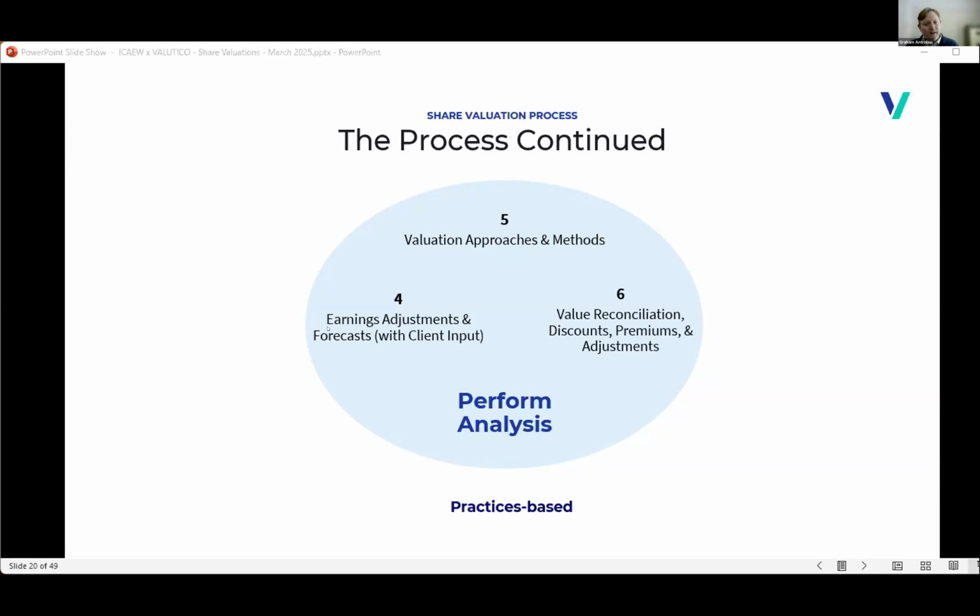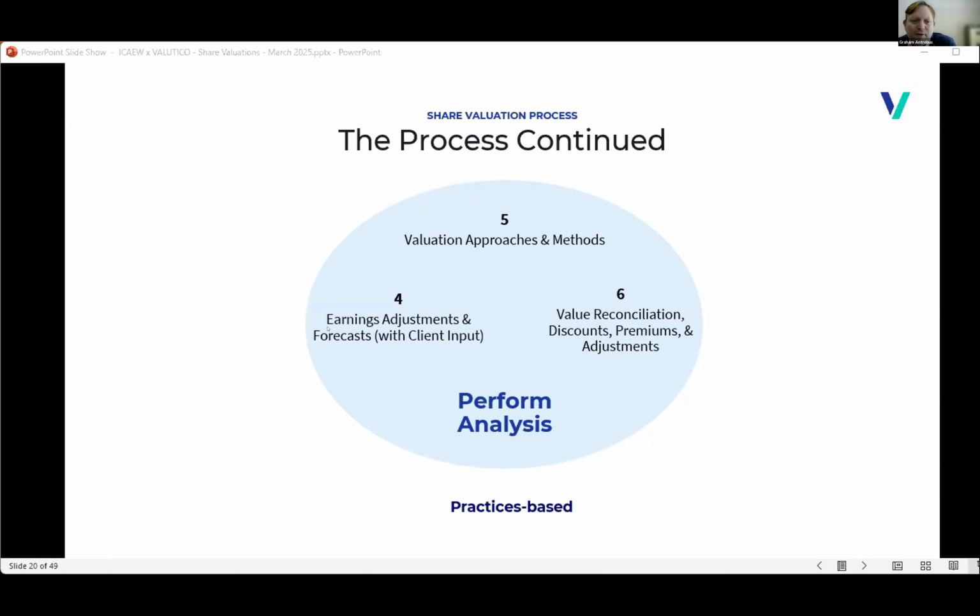Once we've done that, we then select the most appropriate valuation approaches and methods. So whether that's an income-based approach like a discounted cash flow, or it could be a market-based approach such as using comparable company data, or an asset-based approach. The choice is really going to depend on the nature of the business that we're valuing, the financial position, and the purpose of the valuation.